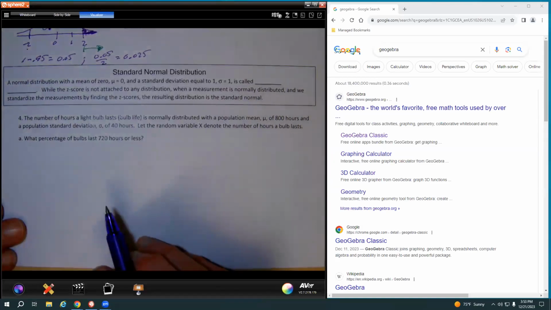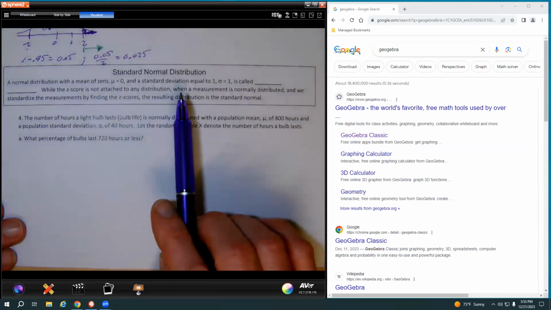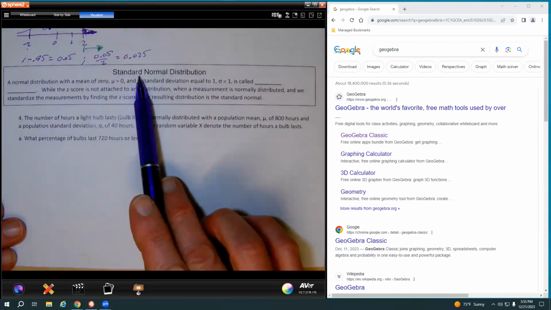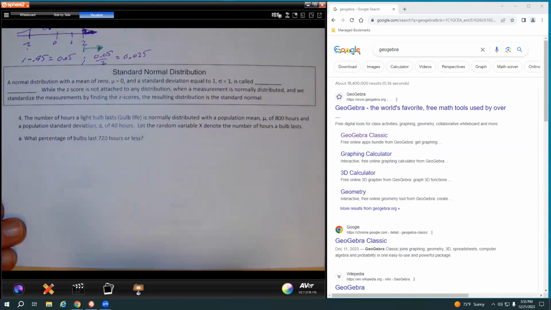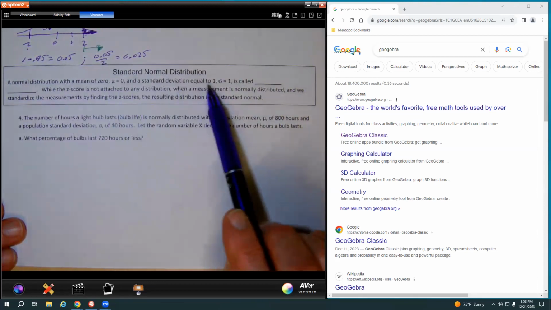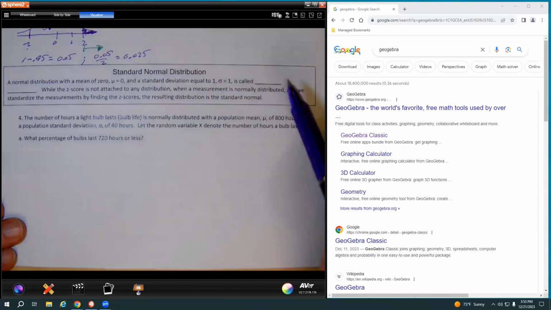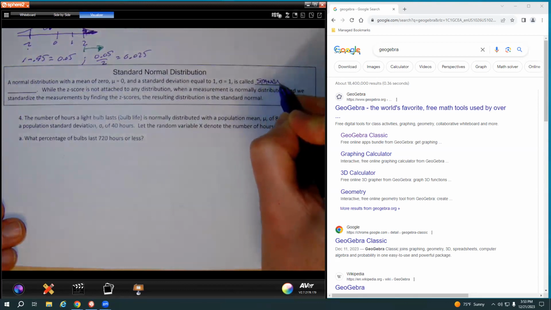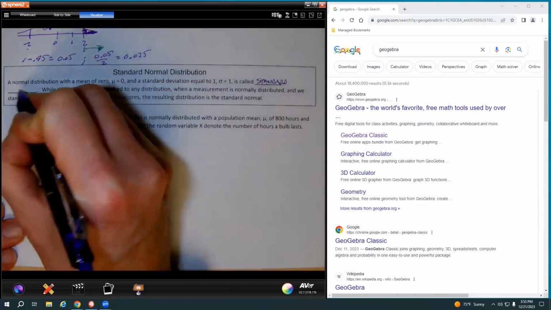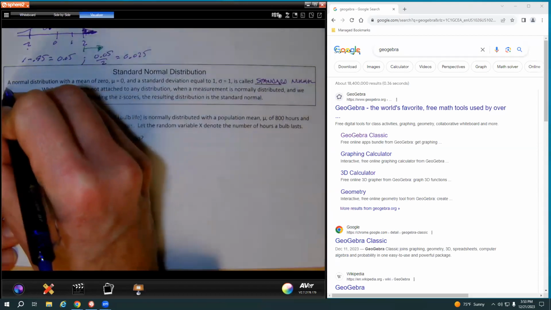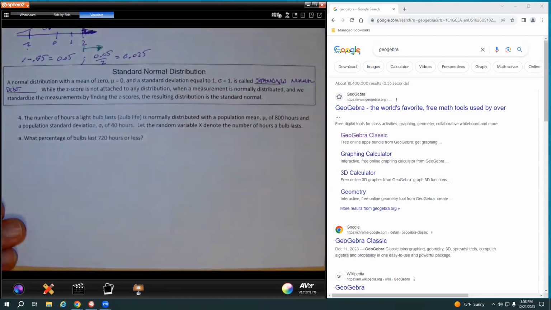Okay, well, now we're going to look at continuing what we did. So first I'm going to look at this thing called a standard normal distribution. And what is a standard normal distribution? A normal distribution with a mean of zero, mu is zero, and a standard deviation of 1, sigma equals 1, is called standard normal. Can abbreviate by distribution. So standard normal distribution.